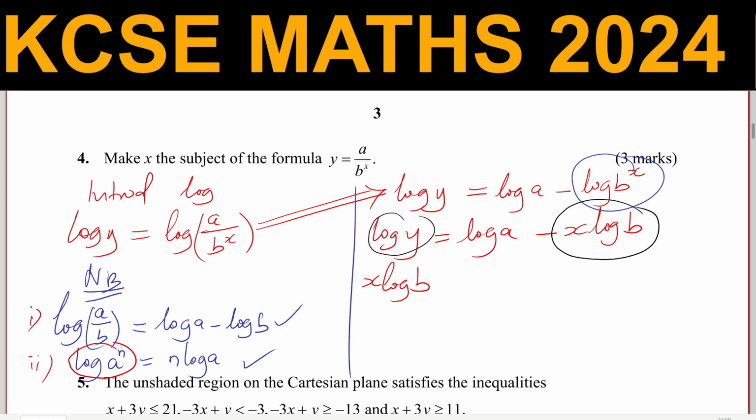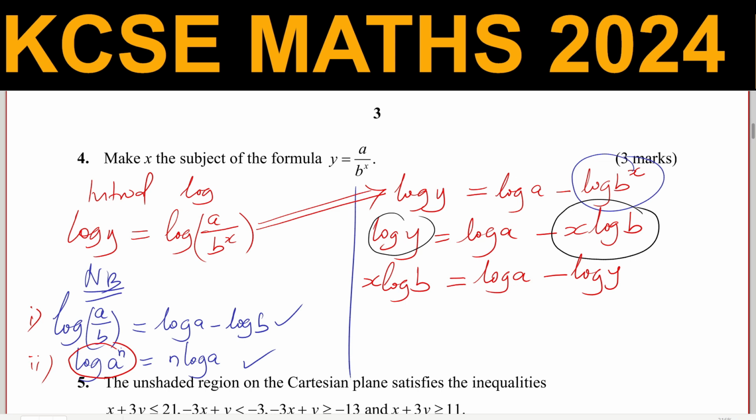Or simply, I can say this: to get x logarithm of b to the left hand side, you simply add it to both sides, because what you're doing is eliminating it on the right hand side. So this is what you're going to have. x logarithm of b is equal to logarithm of a, then subtract. So what you've done is subtracting logarithm y on both sides, or simply taking logarithm of y to the right hand side of the equation. So logarithm of a minus logarithm of y.